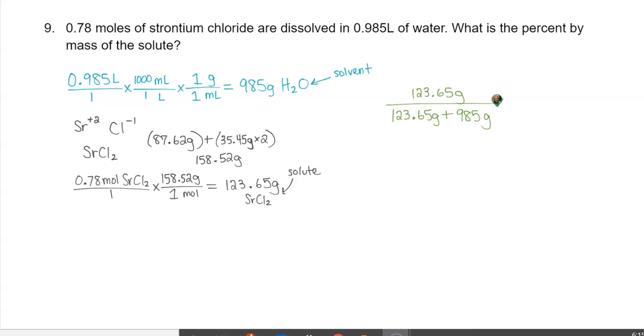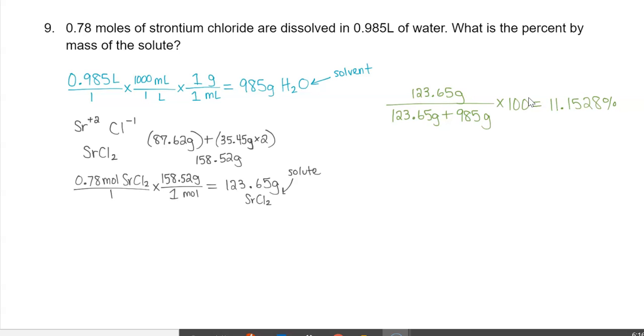To convert to a percent, we will of course multiply by 100, which will get us into a percentage. 123.65 plus 985. We've got to do a little calculator work here. And then we will divide, and that gives me 11.1528%. Let's take a look at our significant figures here. 11.1528%, but we need to round.